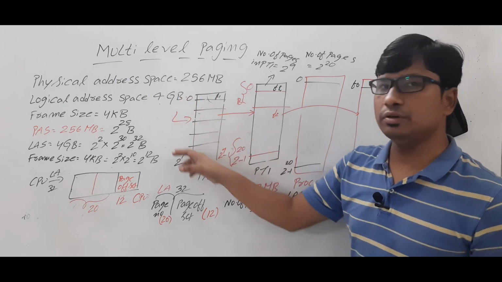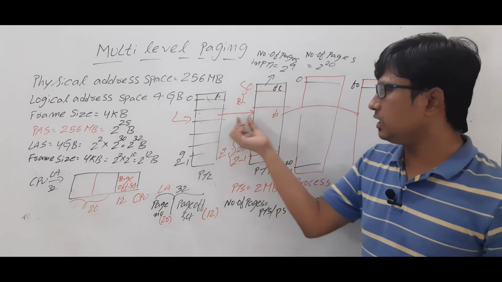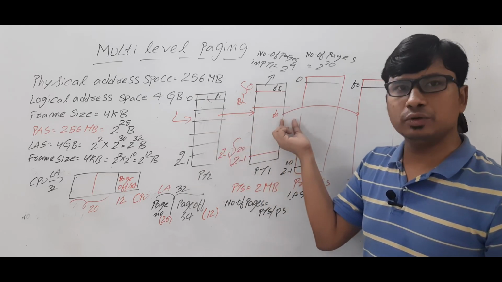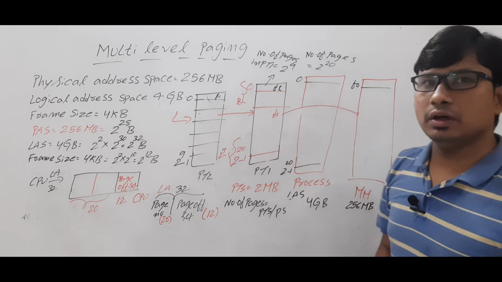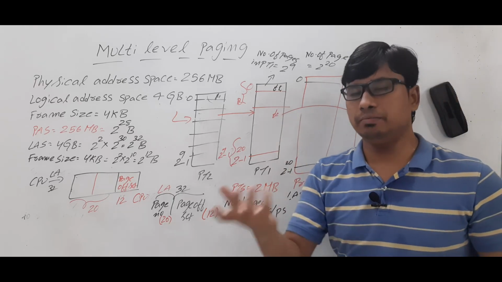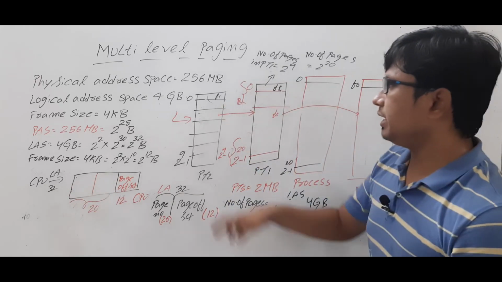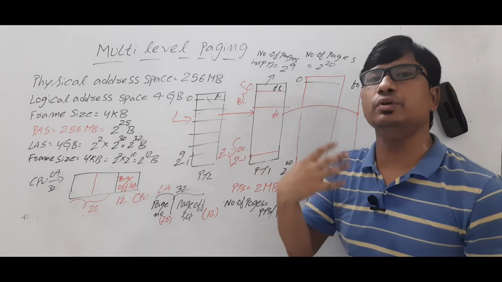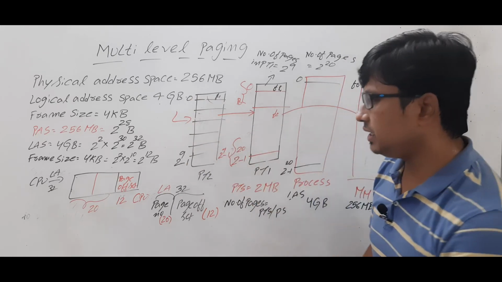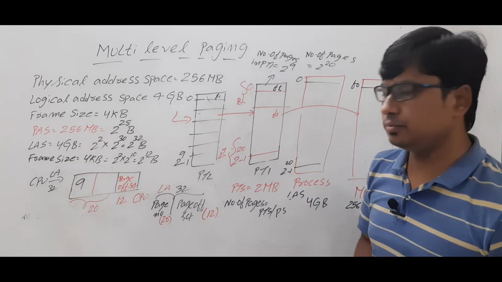So CPU first will go to the outer page, whatever the information will be there, it will fetch that information and go to the inner page table. From that inner page table, it will go to the main memory to get the particular information. So the number of bits required will be 9 bits, because we have 2 power 9 pages. If you have 2 power 9 pages, you need 9 bits. Okay, are you able to understand?